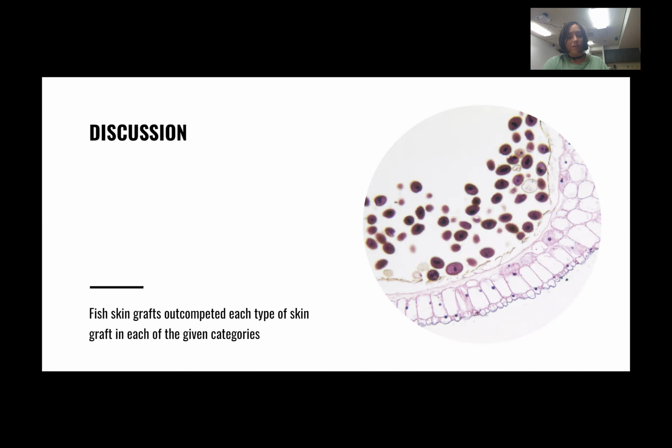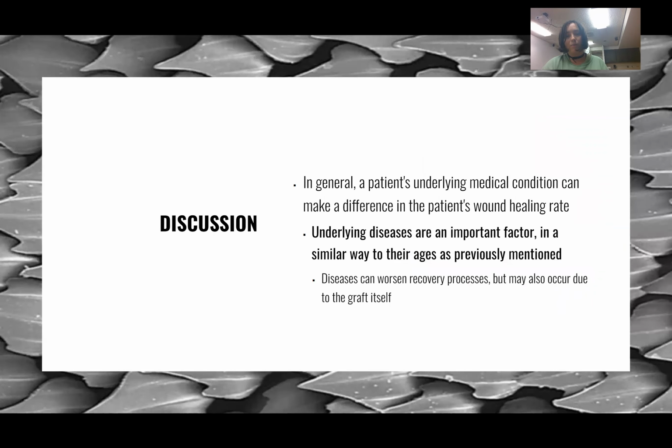So fish skin grafts actually outcompeted each type of skin graft that we looked at, which was human and bovine grafts. In each of the given categories, we considered economics, the amount of time that it took for the patient to heal, and the overall recovery process. So in general, a patient's underlying medical condition can make a difference in the patient's wound healing rate. This means that if the patient was sick or was injured before the skin graft was applied or after, it can really throw a wrench in the healing process.